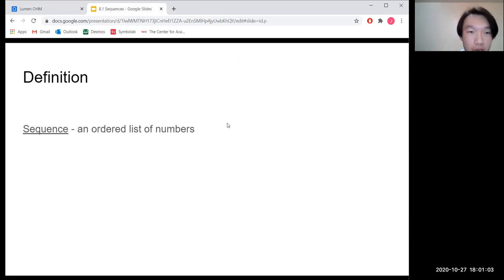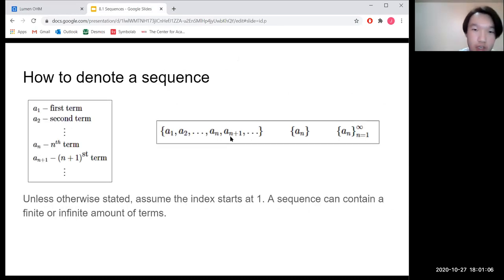So let's take a look at how you write a sequence. You guys should have seen this before. Every term in a sequence is denoted by a with a subscript. The first term is a sub 1, the second term is a sub 2, and then the nth term is a sub n, and so on and so on. The way we write it is with these squiggly brackets. I don't know what they're called, but you put it inside those brackets like a set. So if you look at the first one on the right, you have a sub 1, comma a sub 2, and so on and so on. So that's how you write a sequence.